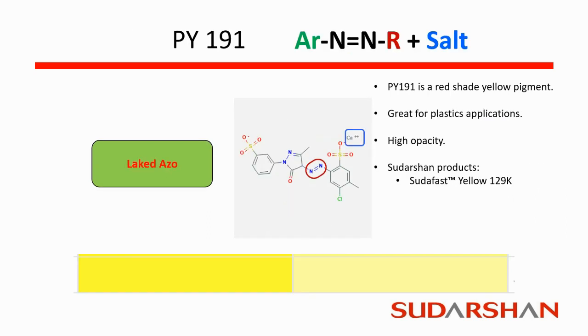And then the laked azo, the example that I've included here is the pigment yellow 191. The salt that comes along with that is a calcium salt. Again, it's a mono azo, one azo functionality in the crystal structure, and the calcium salt. Yellow 191 is again to the red side of the color space. This is a great pigment for plastic applications due to its high heat stability and high opacity. And our workhorse product in this area is our Sudafast Yellow 129K.